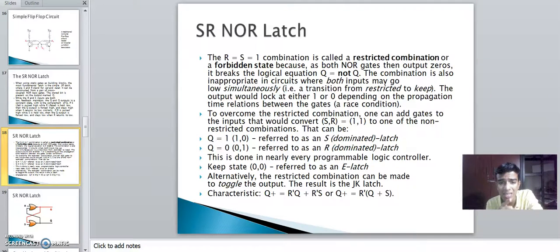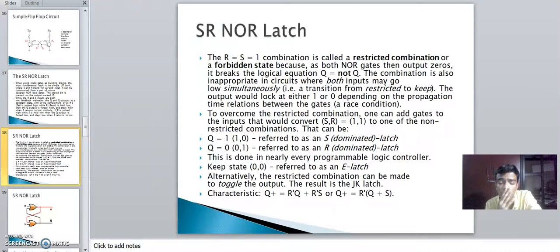The R equal to S equal to 1 combination is called a restricted combination or a forbidden state because as both NOR gates then output zeros, it breaks the logical equation Q equals not Q-bar. The combination is also inappropriate in circuits where both inputs may go low simultaneously, a transition from restricted to keep. The output would lock at either 1 or 0 depending on the propagation time relations between the gates, a race condition.